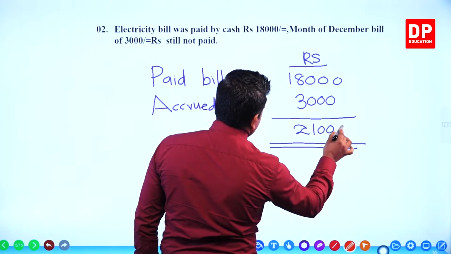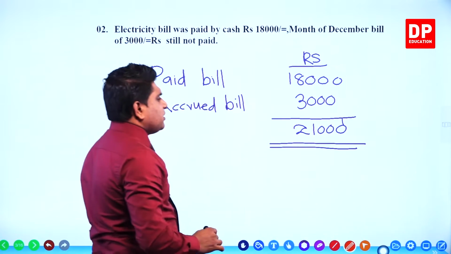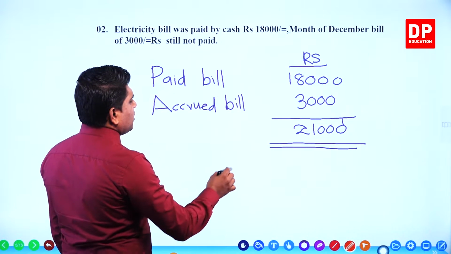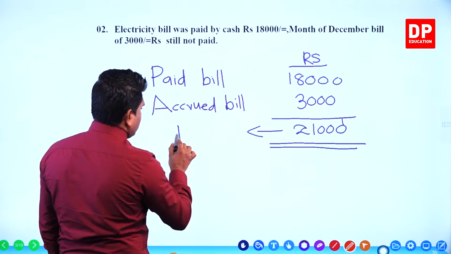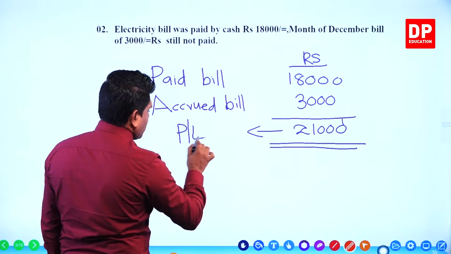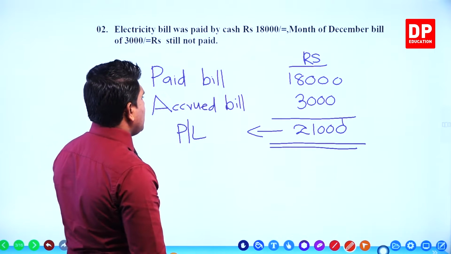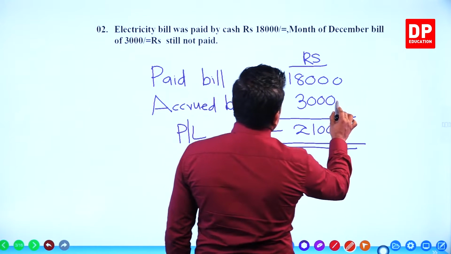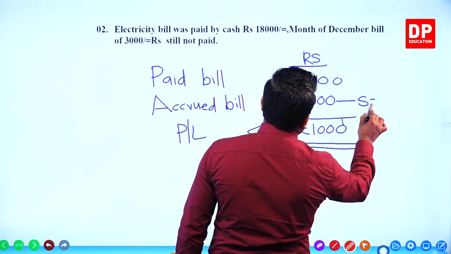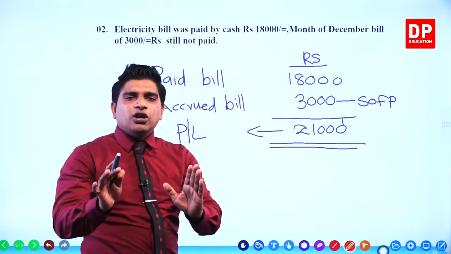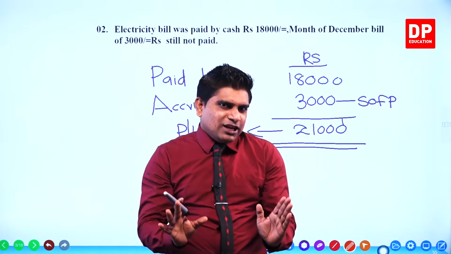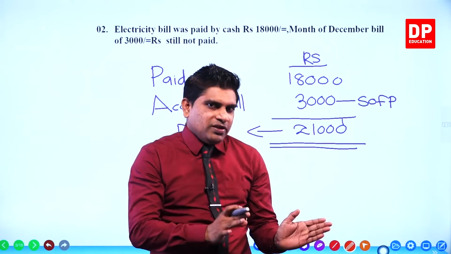21,000. Right? This is the amount to be recorded where? In the profit and loss statement. Accrued, where do we record? In the statement of financial position. Say understood or not? Then I decorate the second one better than the previous one.